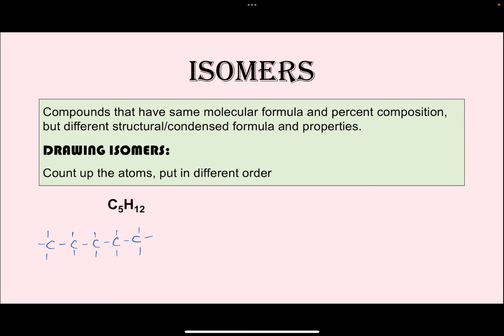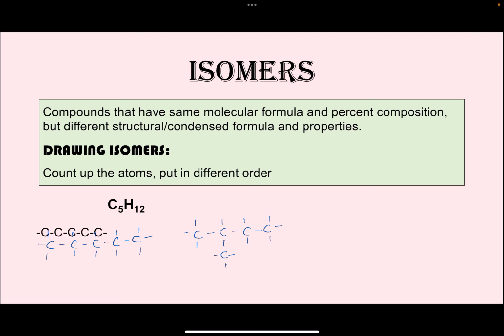Now if I want to make a different structure but still make sure that we have the same number of carbons and hydrogens, what you can do is put a branch on this compound. So remember, don't put a branch on the terminal carbons. So maybe I can put 4 carbons in the parent chain and then put 1 branch on carbon number 2, like a CH3 branch. So now I have 1, 2, 3, 4, 5, 6, 7, 8, 9, 10, 11, 12 hydrogens again.